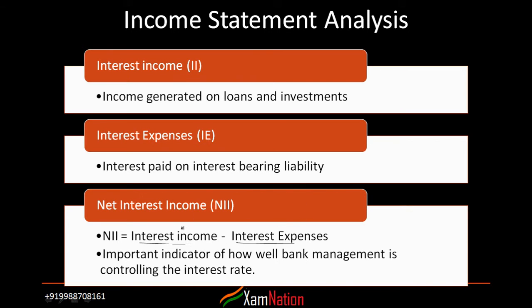This is a number that tells you how efficient management is at raising funds and how efficient it is at deploying those funds. If management is very efficient in raising funds, they are going to have very low interest expenses. If management is very good at deployment of funds, then their interest income will be more.